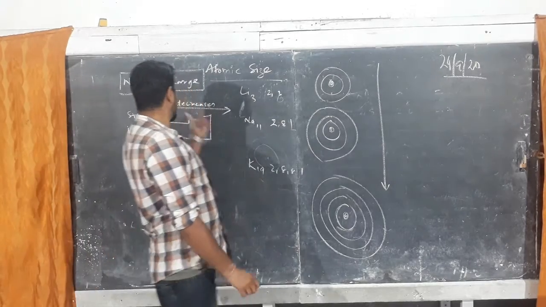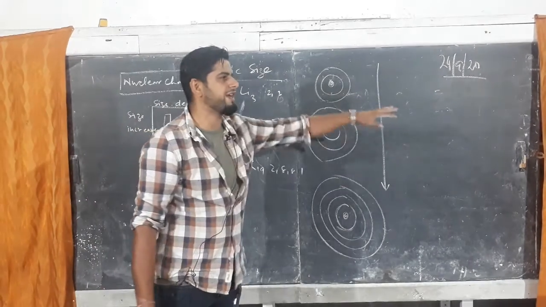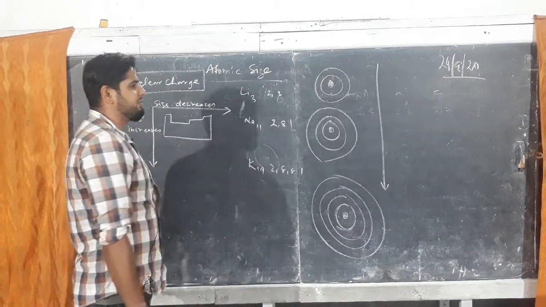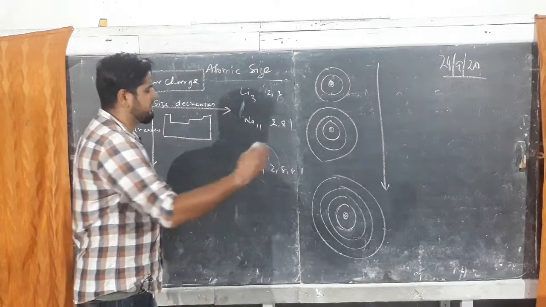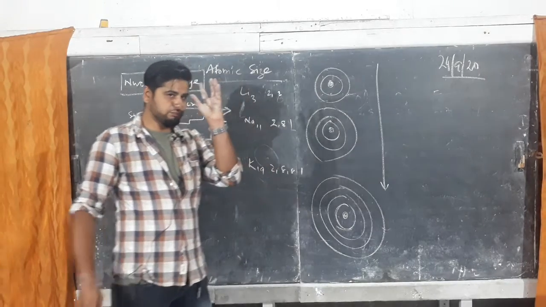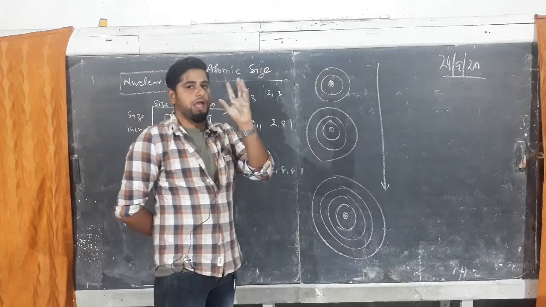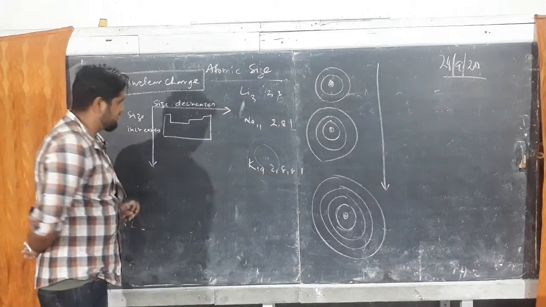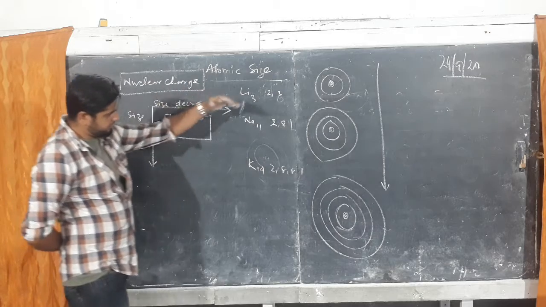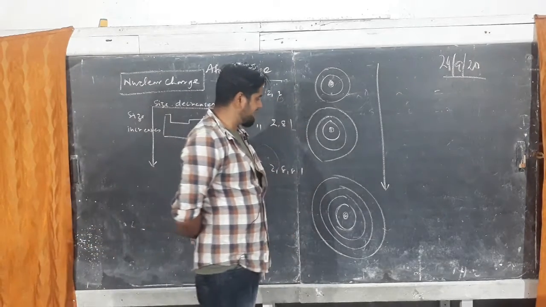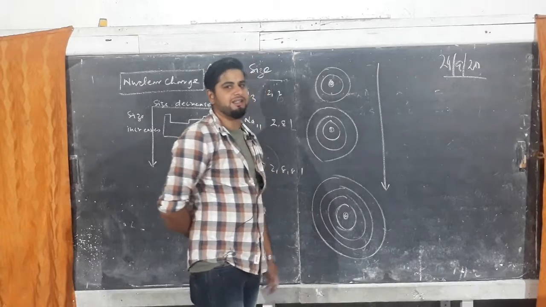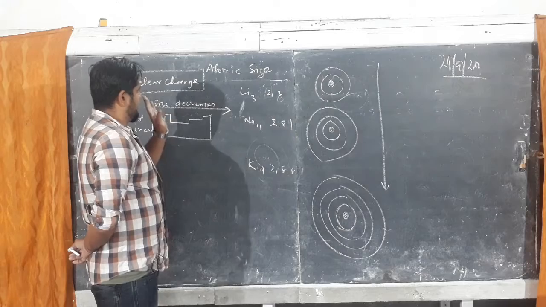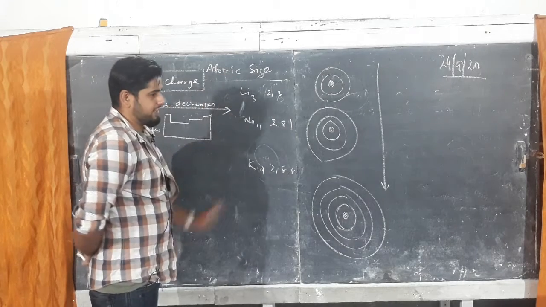Understood why there is a size decrease if you move from left to right? Because there is an increase in nuclear charge. Increase in nuclear charge means increase in pull. If there is an increase in the pull, then the size of the atom will decrease or squeeze, you can call it. Here if you move from top to bottom, a new shell will be added, so size will automatically increase. So these are the trends in atomic size.